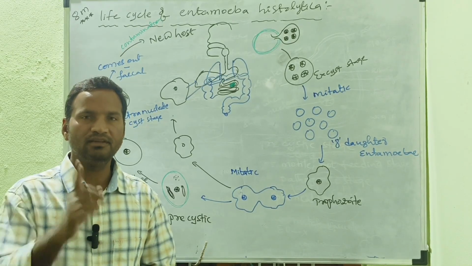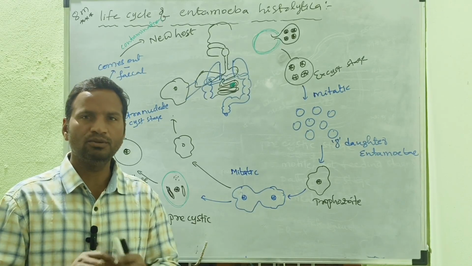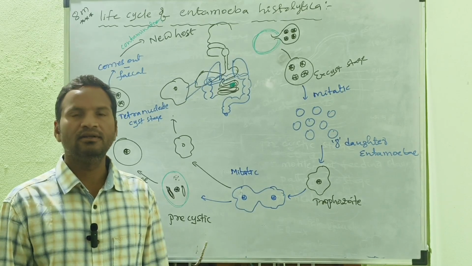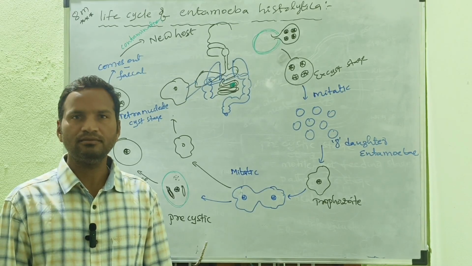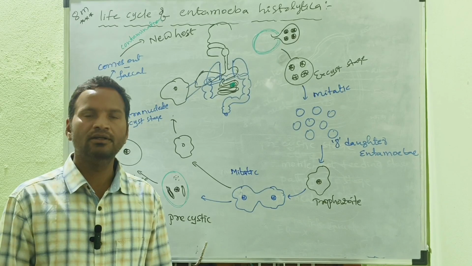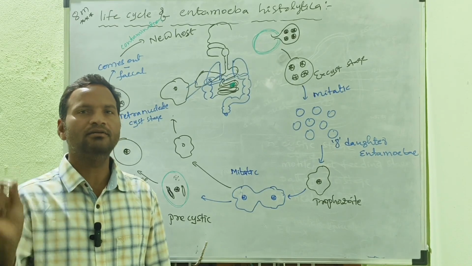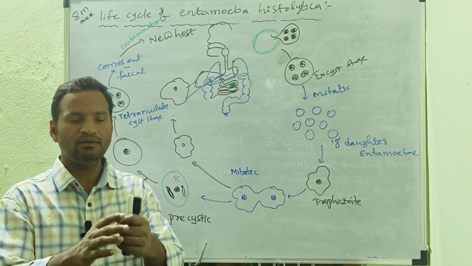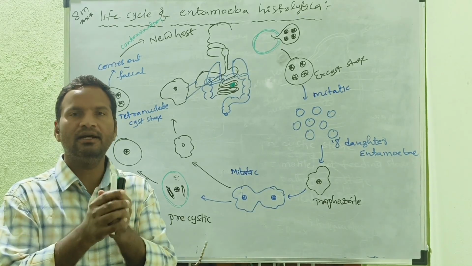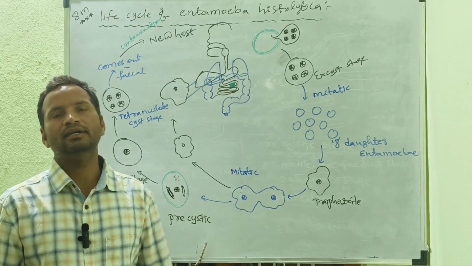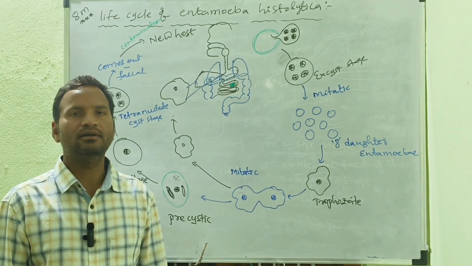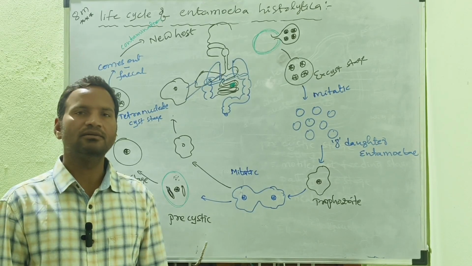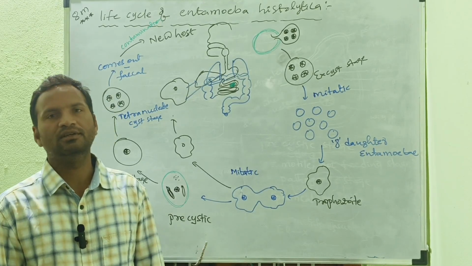Just listen here. First of all, we must use septic toilets. That is the first one. The second one is we must take boiled water or filtered water. The third one is we have to wash hands and food before eating. These three are the prophylaxis points. Got it? This is enough for IPE.